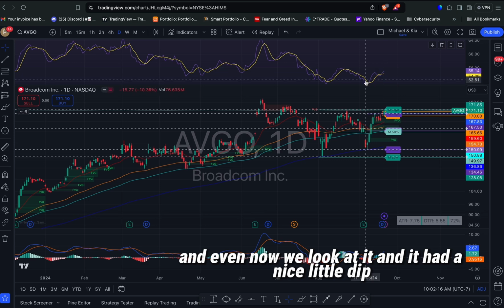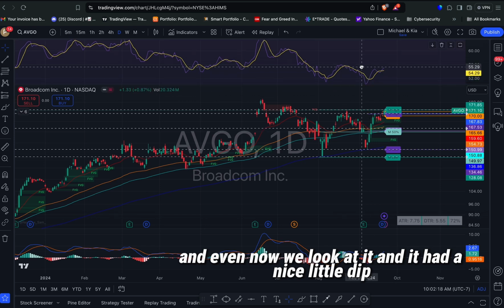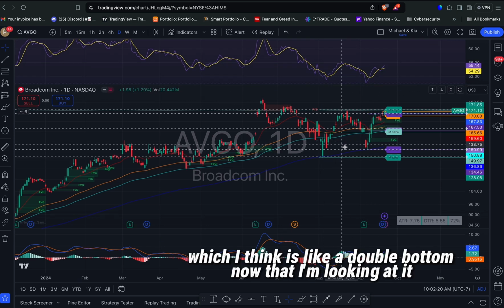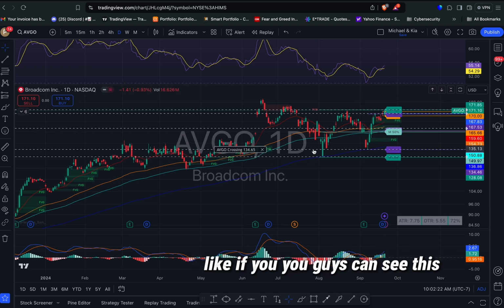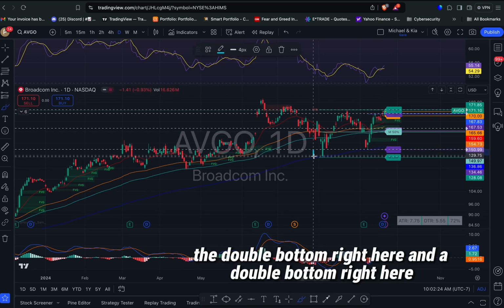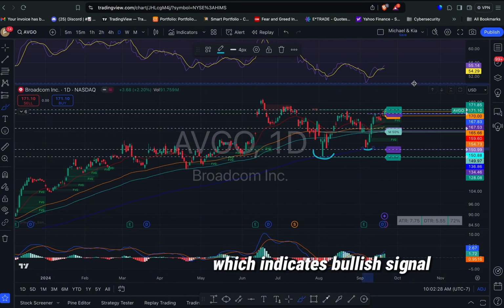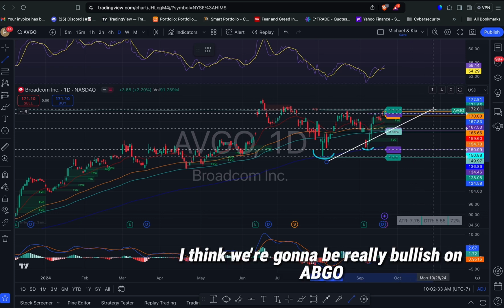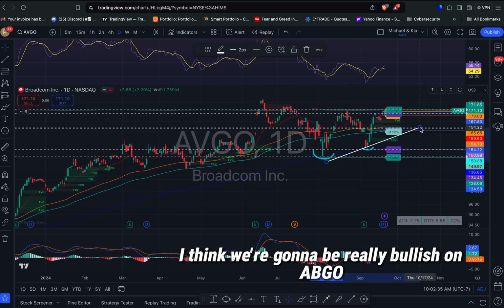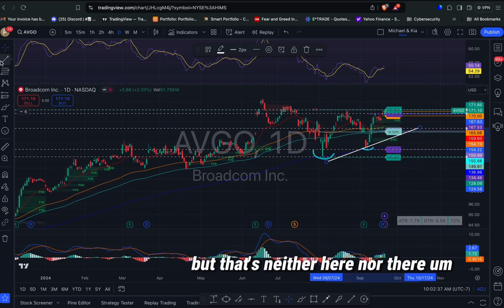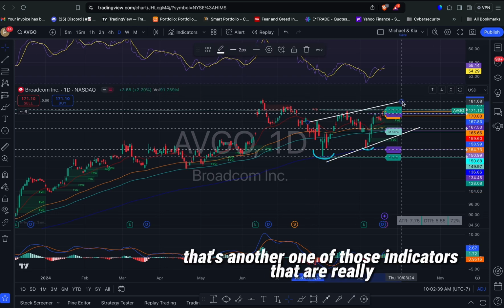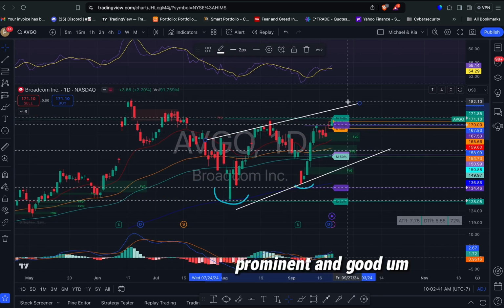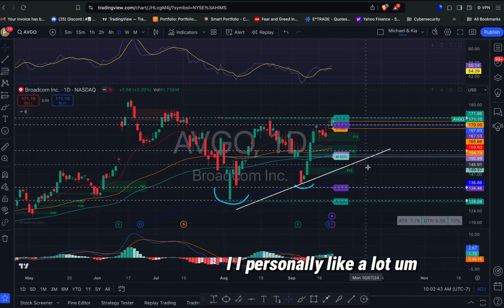And even now, we look at it and it had a nice little dip, two dips, which I think is like a double bottom now that I'm looking at it. If you guys can see this, it's a double bottom right here and a double bottom right here, which indicates a bullish signal going upwards. If we were to draw a line, I think we're going to be really bullish on AVGO. But that's neither here nor there. You know what I'm saying? So that's another one of those indicators that are really prominent and good. I personally like it a lot.